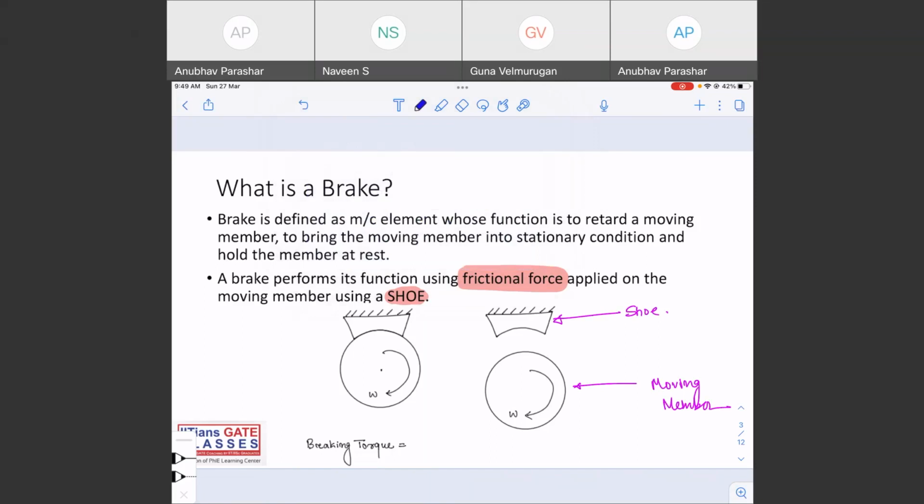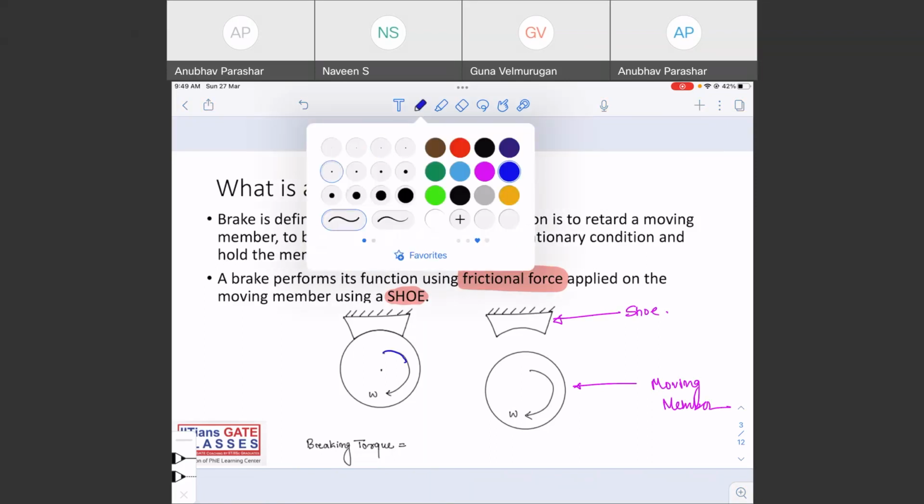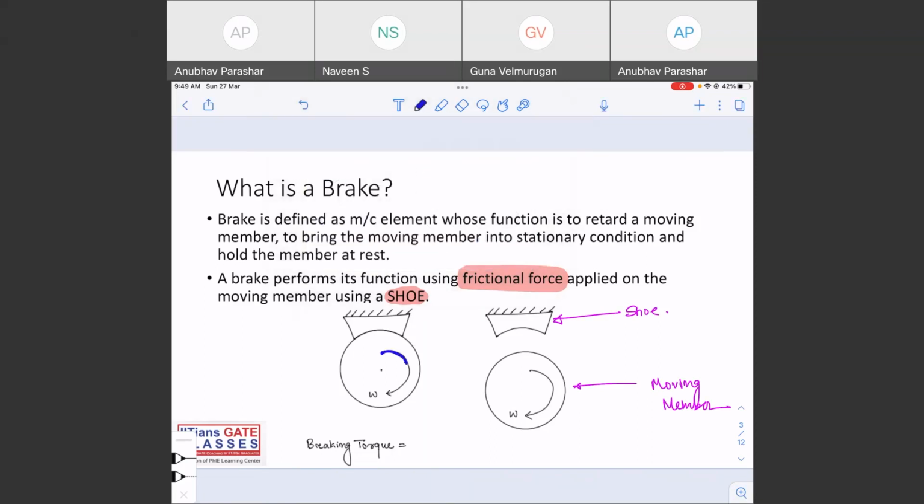So what is going to happen? Suppose this is a moving member which is rotating, as you can see. The moving member is rotating in the clockwise direction.